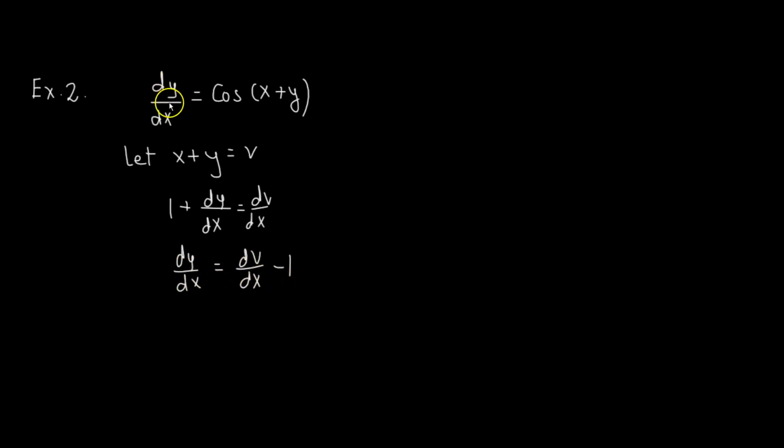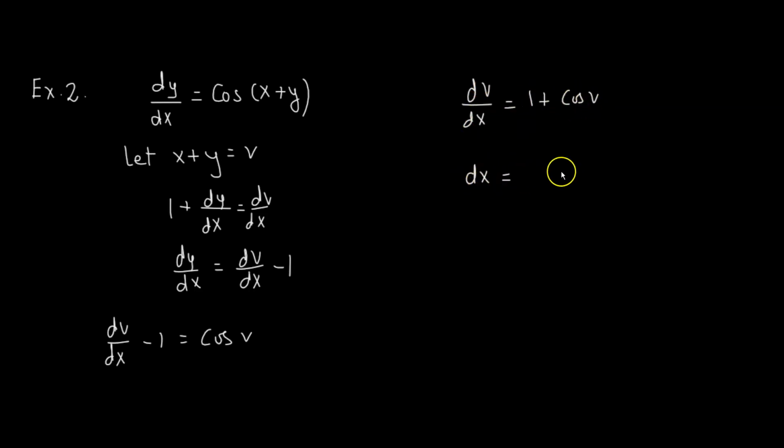So we'll substitute this into the differential equation. We have dv over dx minus 1 equals cosine of v, or simply dv over dx equals 1 plus cosine of v. Separating the differentials, we get dx equals dv over 1 plus cosine of v. Now this is in the separable form, so we can integrate both sides. We can use the same trick as the previous one, where we multiply both numerator and denominator of the right hand side by 1 minus cosine of v.